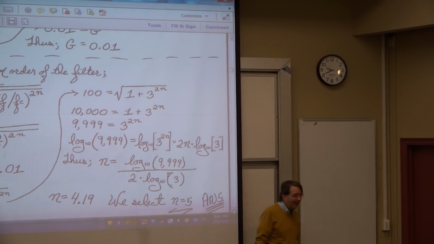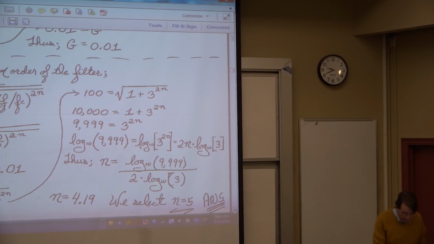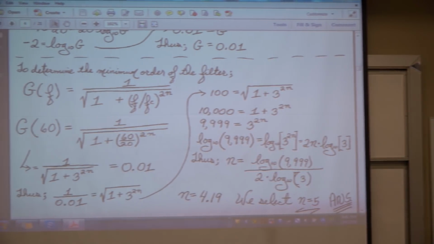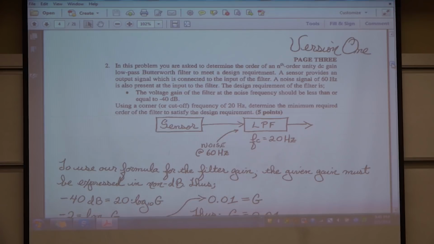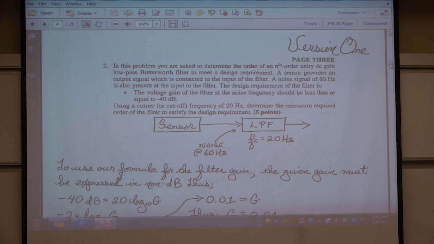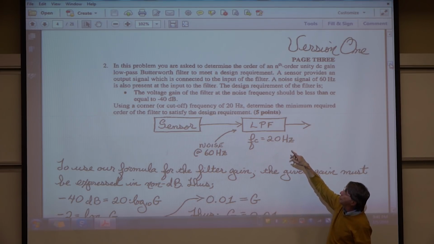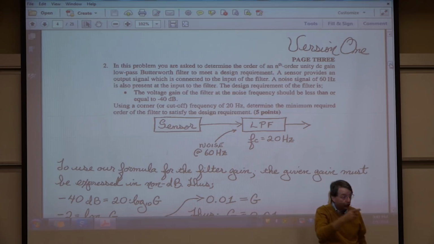For the question, were F and FC given? Absolutely. I mentioned in the next to last line of the problem statement that the cutoff or corner frequency should be 20 hertz. And I mentioned I want to know the gain at 60 hertz. So you have to know that if I want the gain at that 60 hertz, that's F.